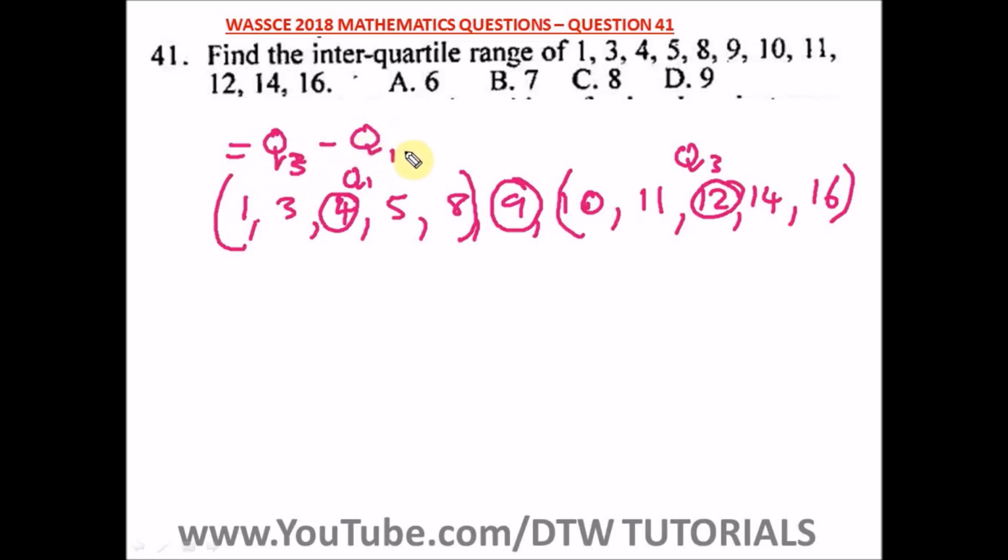So definitely our interquartile range is Q3 minus Q1. Our Q3 is equal to 12, minus our Q1 is equal to 4. And what is 12 minus 4? That will give us 8. So our interquartile range is 8, and our right option here is option C.